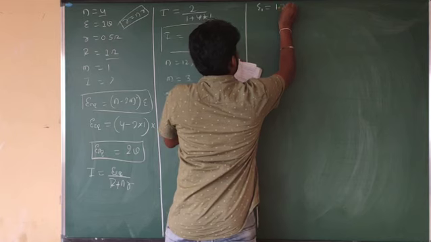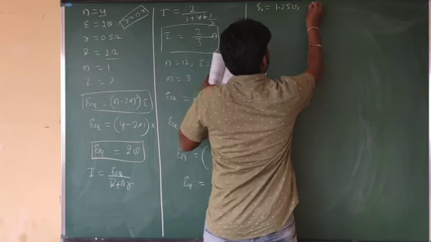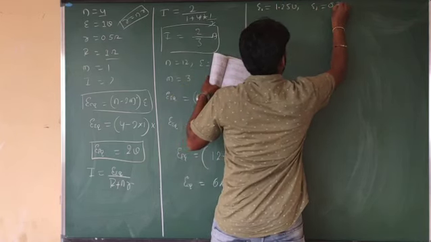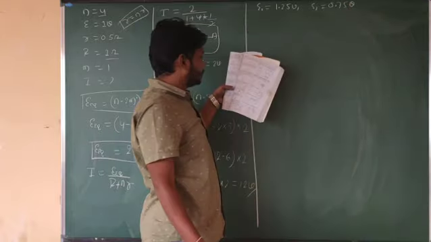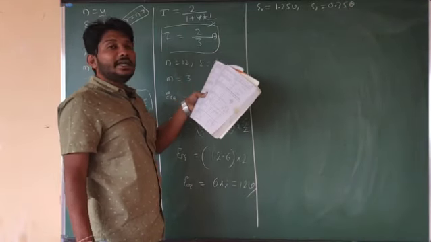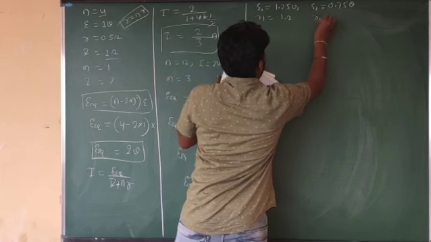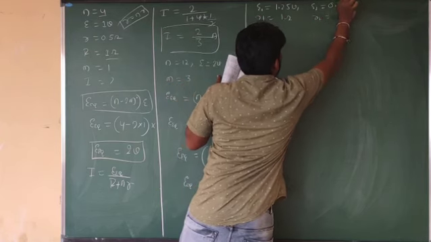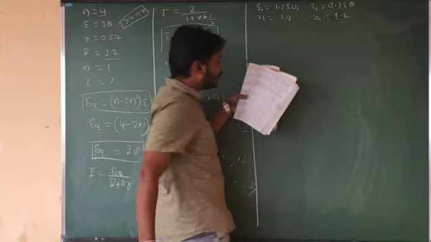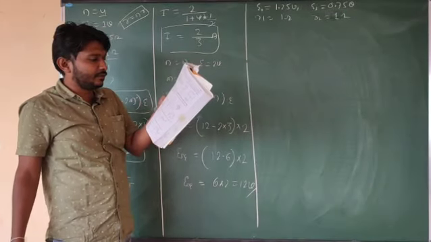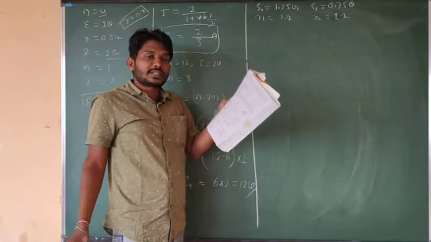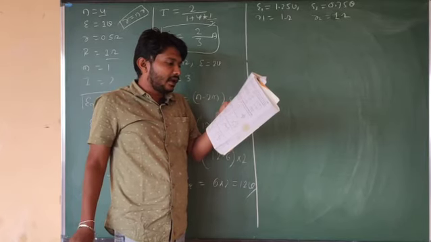Two cells here. E1 value is 1.25 volt, E2 value is 0.75 volt. Each cell has an internal resistance of 1 ohm. R1 is also 1 ohm, R2 is also 1 ohm. The internal resistance is the same for both cells. These 2 cells are connected in parallel combination.